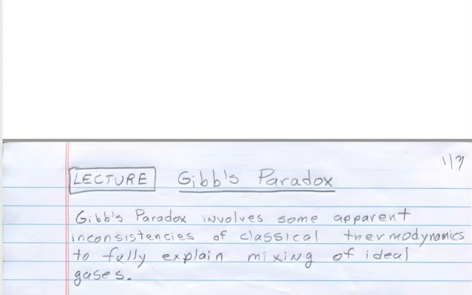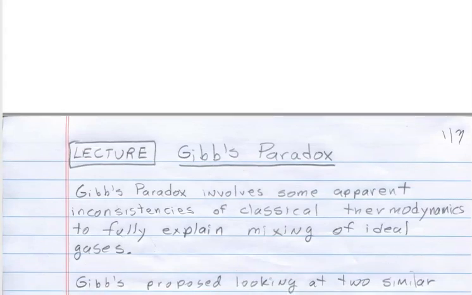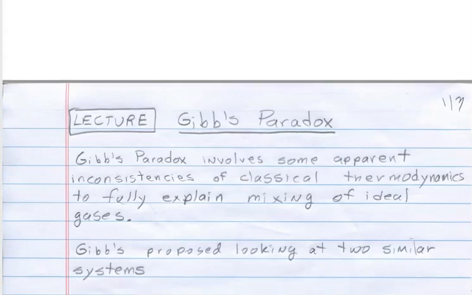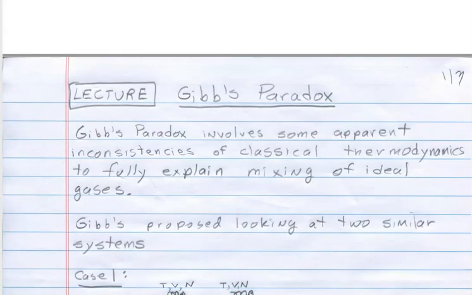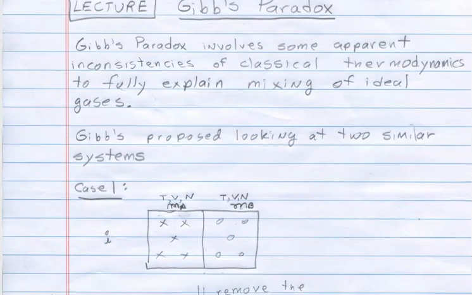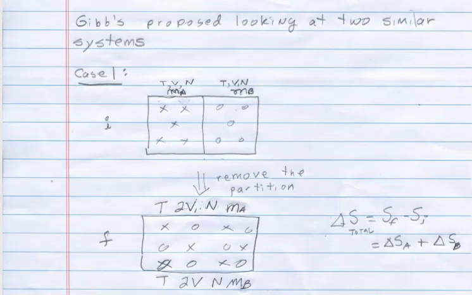Gibbs, of course, one of the founders of statistical mechanics, Josiah Willard Gibbs, proposed the following paradox. He did it in a variety of ways, but this is my interpretation of at least one of the ways. It basically involves what look to be some apparent inconsistencies in classical thermodynamics to fully explain the mixing of ideal gases. Let's take a look at two similar systems. I'm going to do it here.